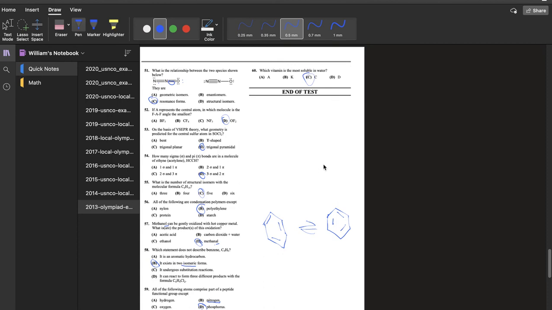Okay, which vitamin is the most soluble in water? Completely guessed on this one when I took the test. Turns out I was right. The reason I didn't choose D is because vitamin D is in milk, and it's a colloid. Or more accurately, it's a suspension.